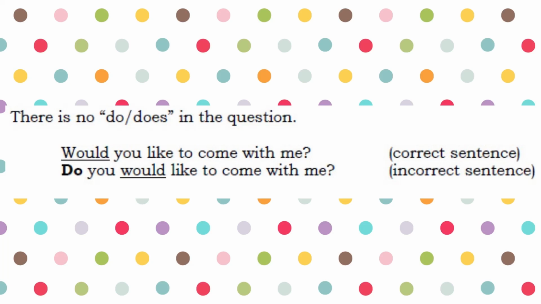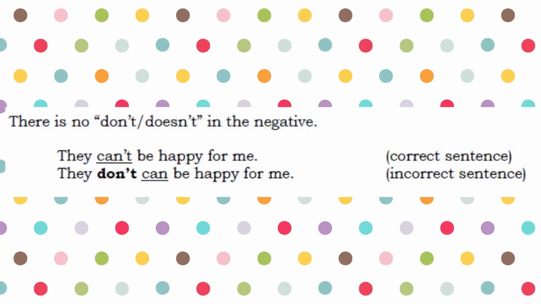Would you like to come with me? This is a correct sentence. Do you would like to come with me? This is an incorrect sentence. There is no don't, doesn't in the negative.